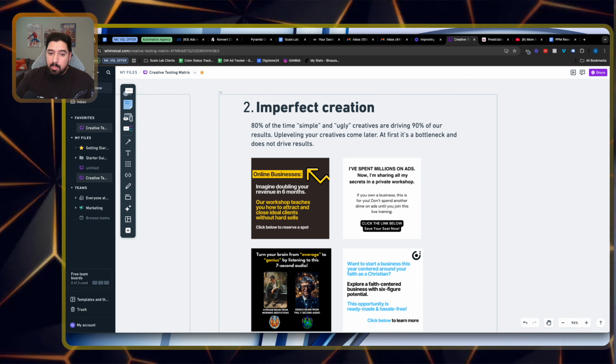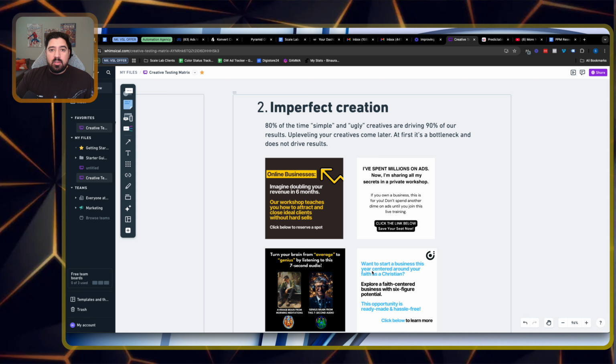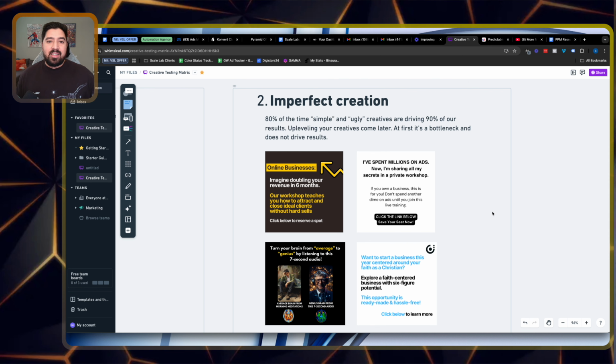Next is imperfect creation. 80% of the time, the simple, ugly creatives drive 90% of our results. Up-leveling your creatives will and should come later, but at first, it's usually a bottleneck and it doesn't drive results. I've had ads that have driven multiple 7 figures in sales with a typo in the ad. I'm not necessarily totally happy about the typo, right? And the client actually didn't care because he understood that the typo was actually grabbing attention.